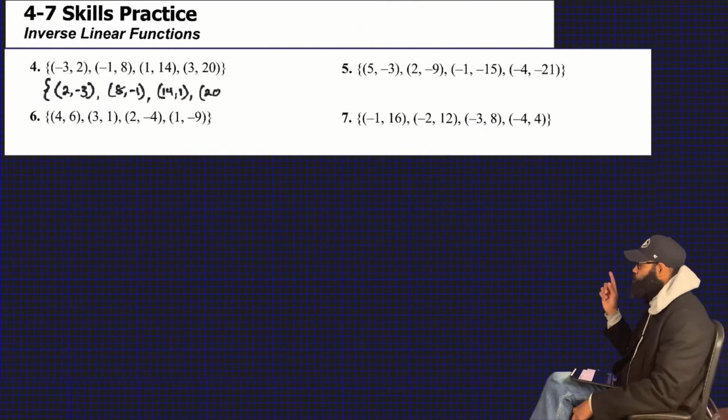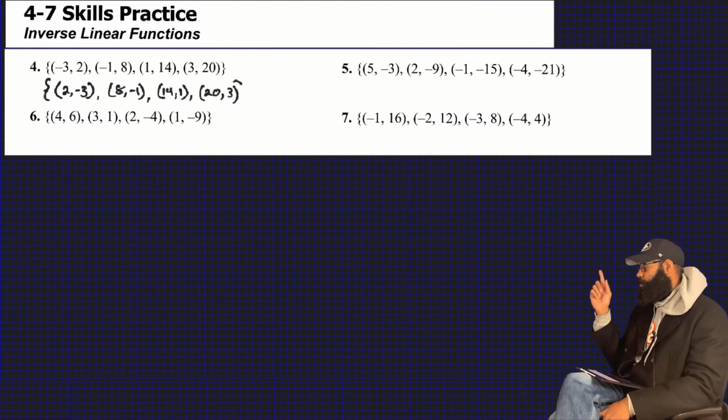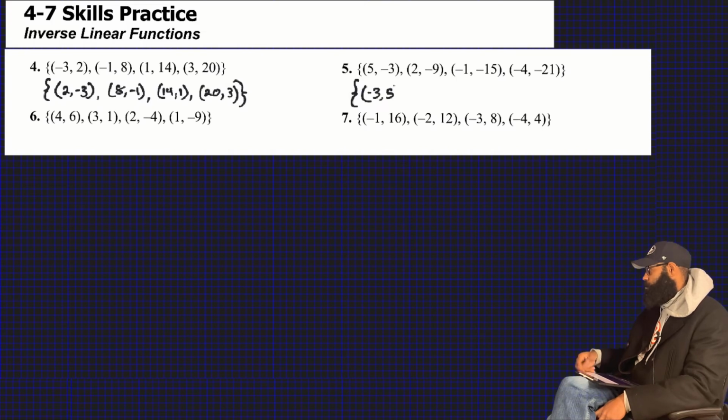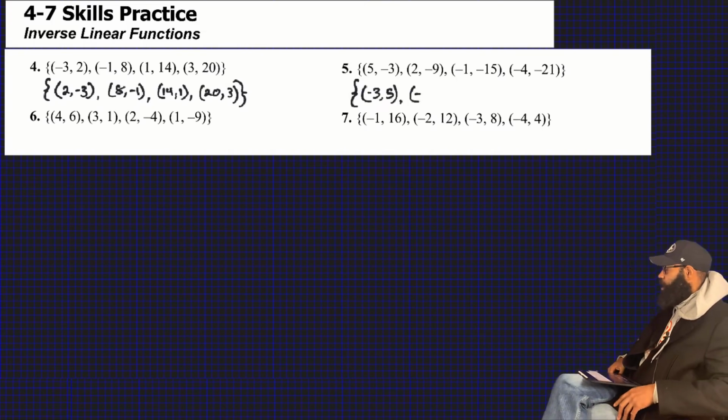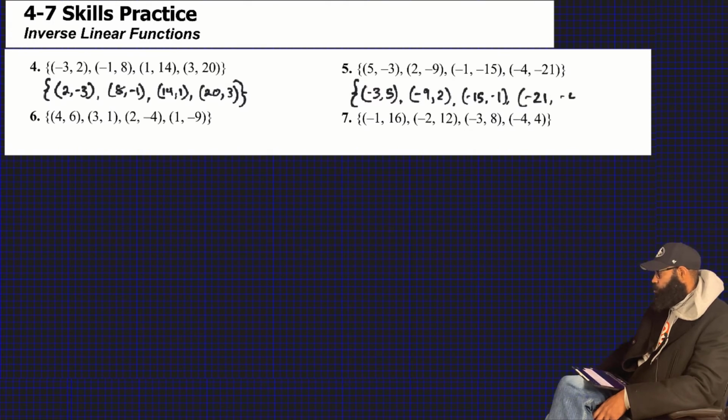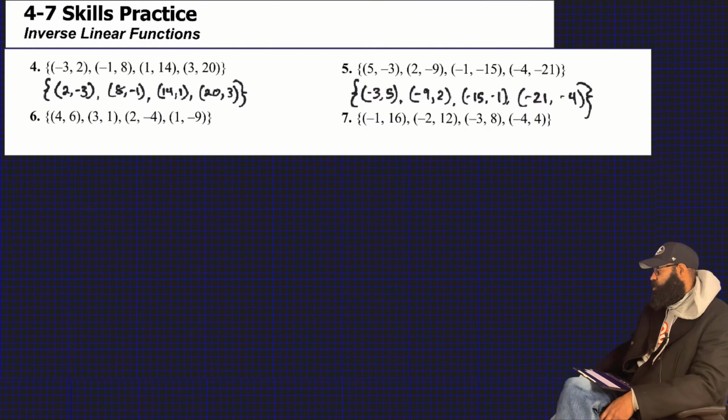We call those what are they? Grouping symbols. So definitely recognizing that I want to follow their lead, of course, when writing it out. So for 5. -3, 5, -9, 2, -15, -1, -21, -4. And then, of course, close your grouping symbols, because that could be your set, right? It's a set of coordinates.